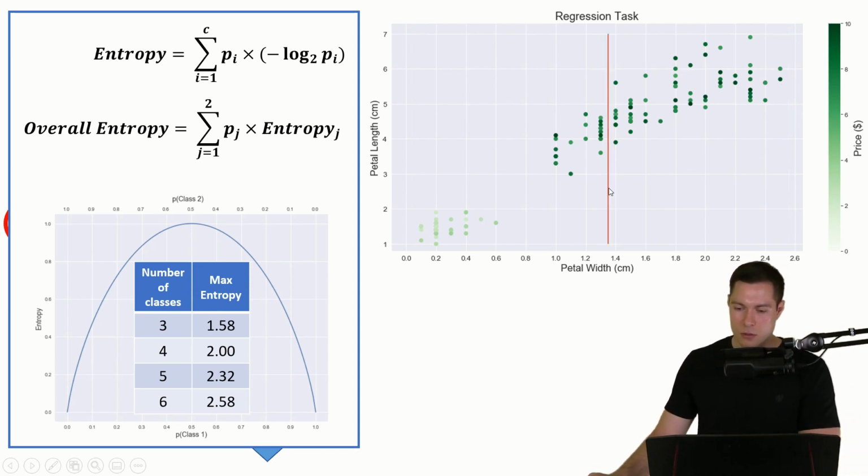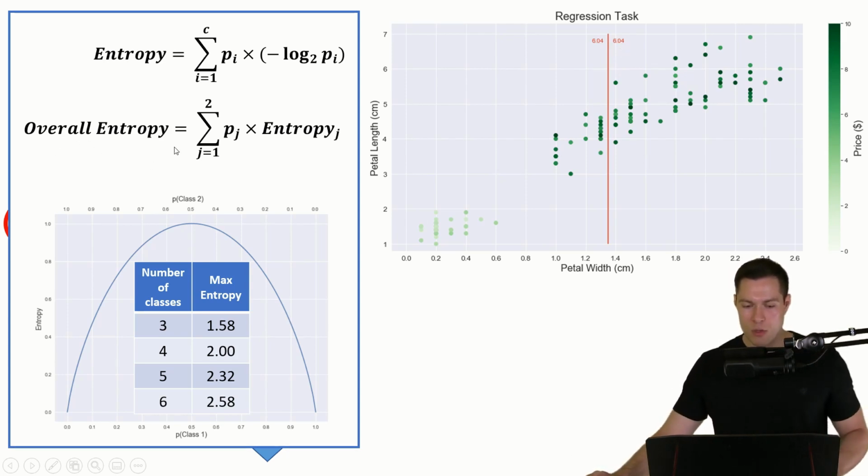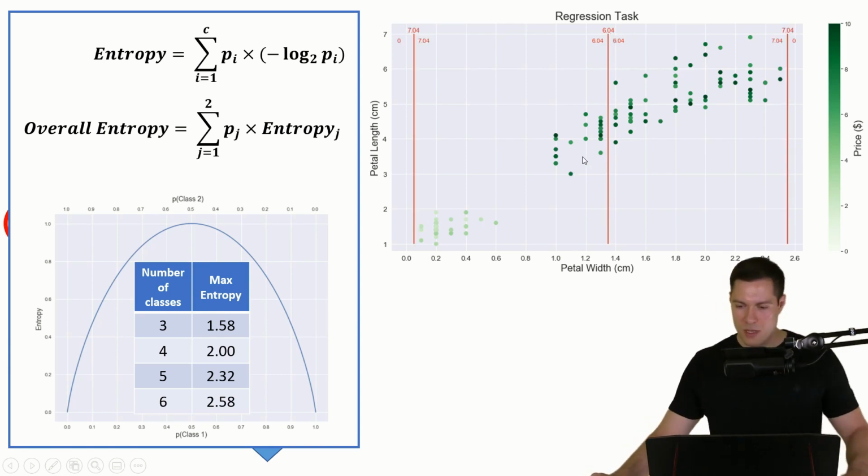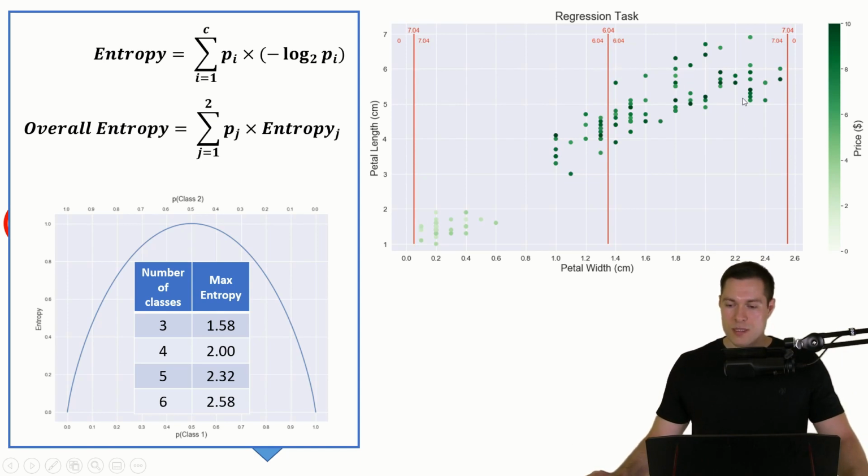Okay, and now let's look at the split here in the middle. Here, as said before, there's an equal number of dots on each side. So the entropy on each side is going to be the same. It's 6.04 in this case. And since the overall entropy is just a weighted average of those two values, the overall entropy for this split is obviously also going to be 6.04.